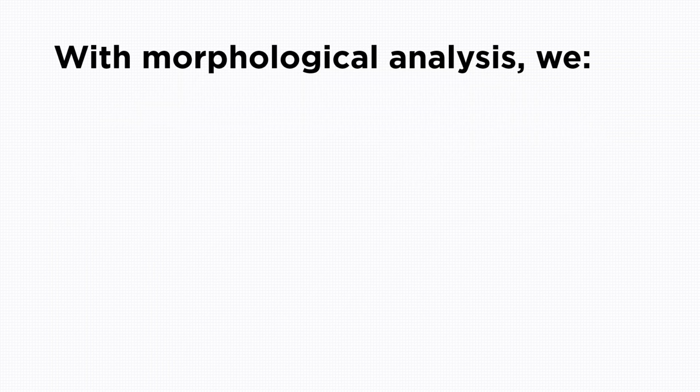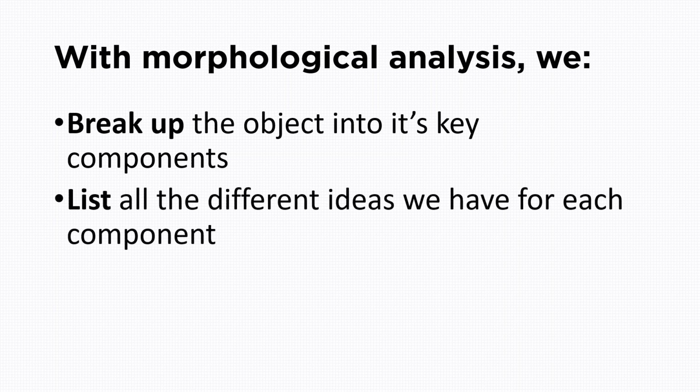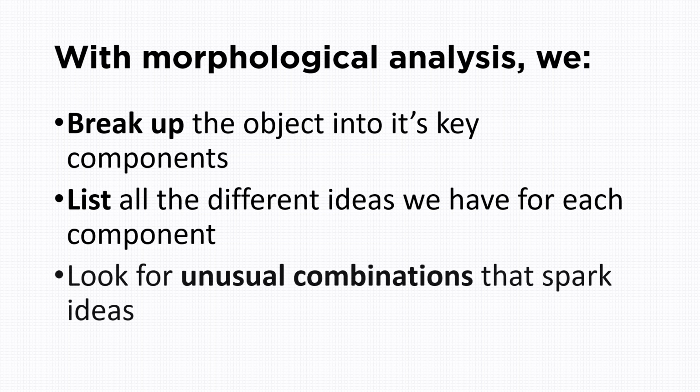Morphological analysis is made up of 3 steps. The first step is to break up the object into its key components. So you have to really think of it as a system and think about what are the main parts of it. When you've done that, the next step is to list a whole lot of different ideas that you might have for each component. And finally, you start looking for unusual combinations to spark new ideas. Now, that doesn't make much sense unless you actually look at it in practice, so we're going to do an example.